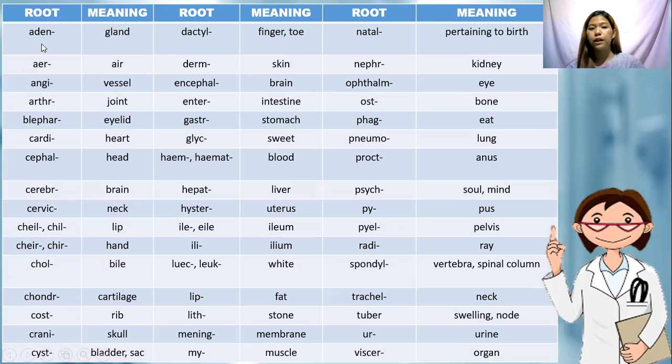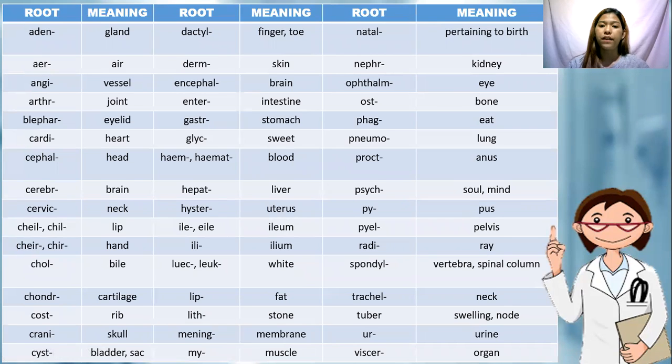For example, aden means gland. Aer means air. Angi means vessel. Arthr means joint. Blephar means eyelid. These are some examples of root words in medical terminologies.